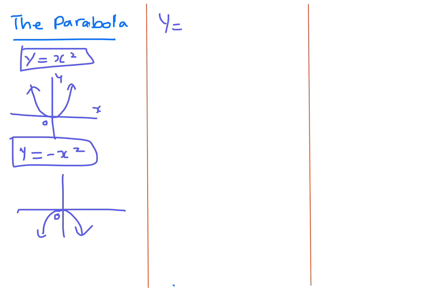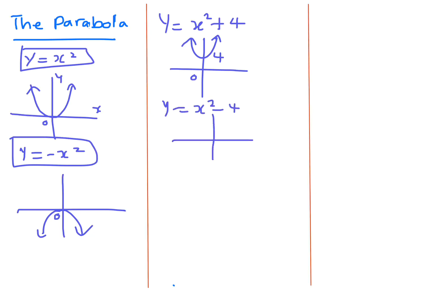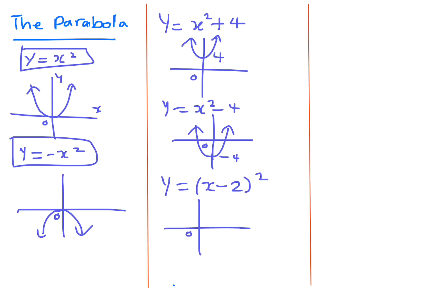If you put a number, a constant outside the function, like plus 4, that will be a vertical shift up 4. If you put minus 4, that would be a vertical shift down 4. If you put a number inside the function, so inside the square, that would be a shift to the right, so that will go to the right 2. So go to 2, and it'll go 2 to the right.